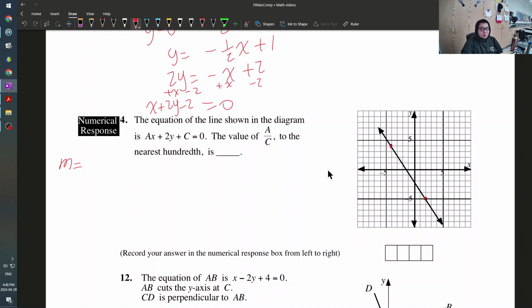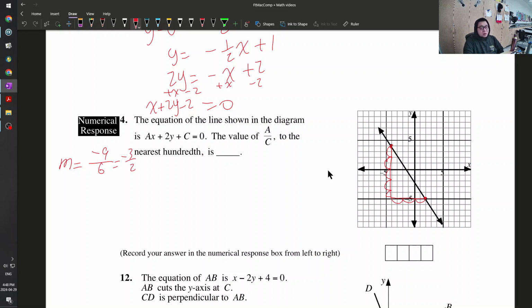So what is my rise? I have to draw a triangle first. 2, 4, 6, 8, 9. So my rise is equal to negative 9. What's my run? 2, 4, 6. Simplifies to negative 3/2.